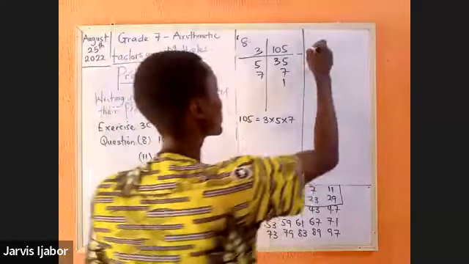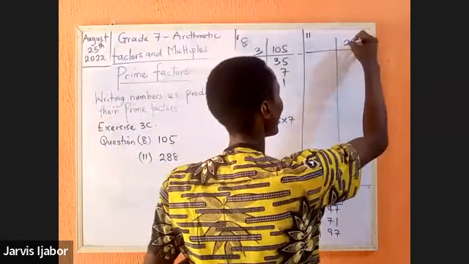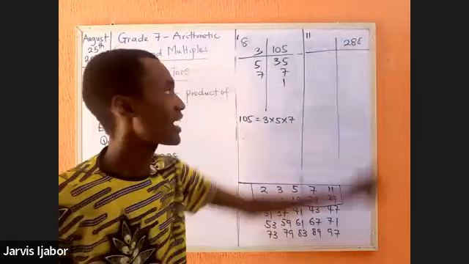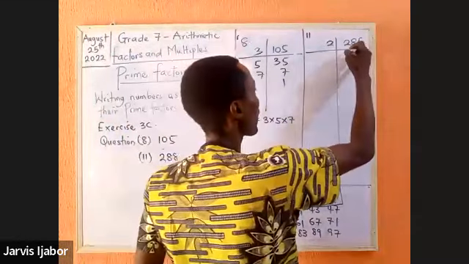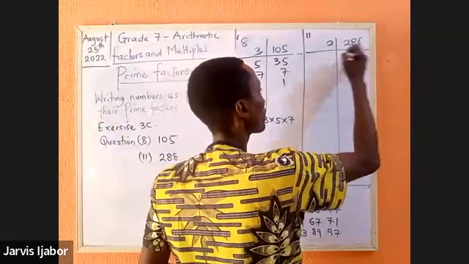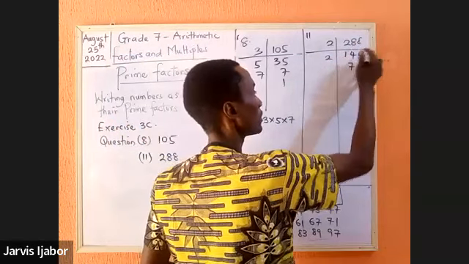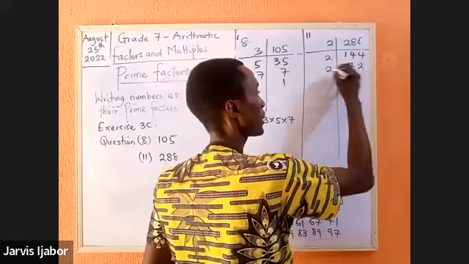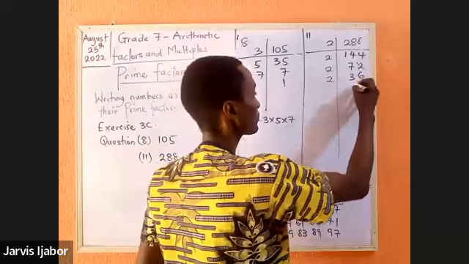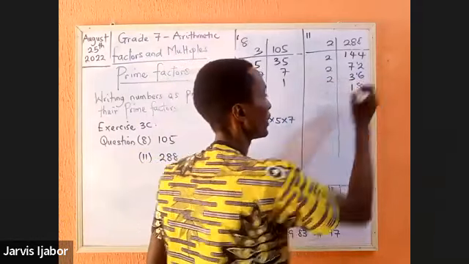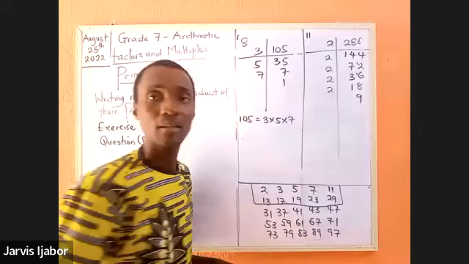Now the next one says, question 11 says 288. Now, if you look at it, this is an even number. So I'm going to be using what? 2. So 2 here, I'll have 144. 2 again, into 144, 72. 2 again, 36. I see what I'm doing. 2 again, 18. 2 again, 9. I've exhausted all the 2s.